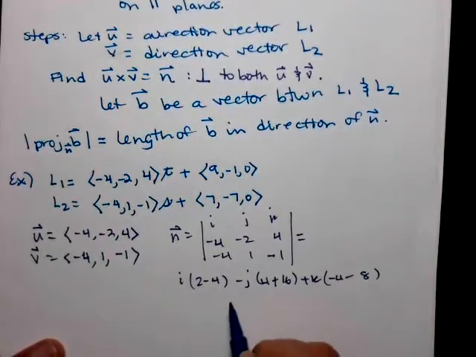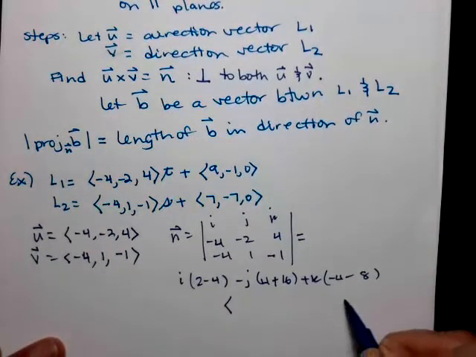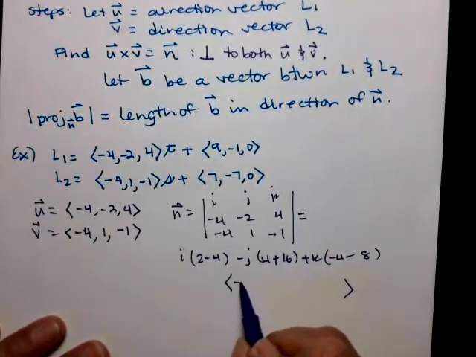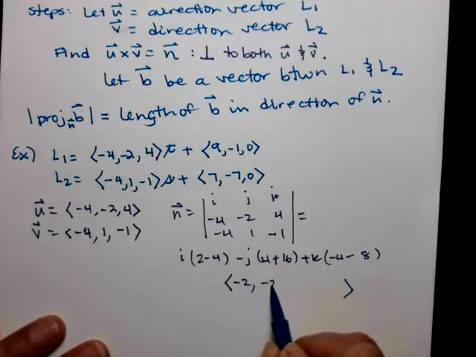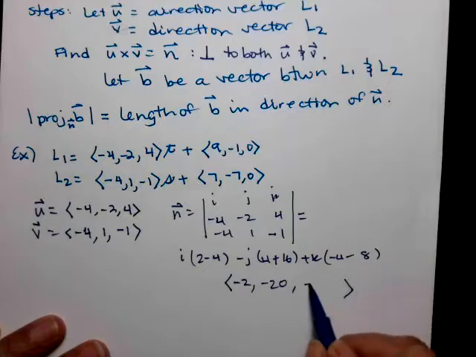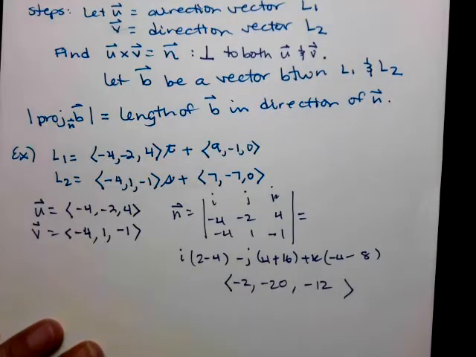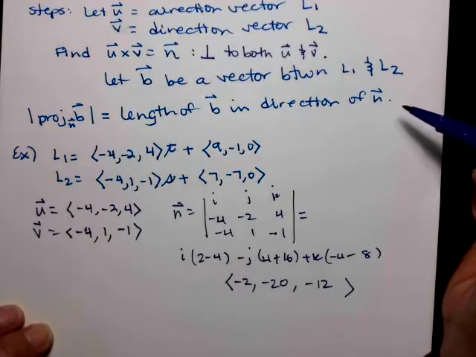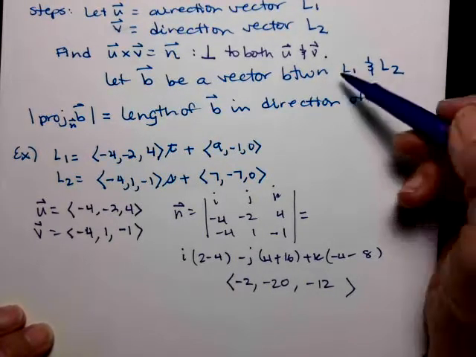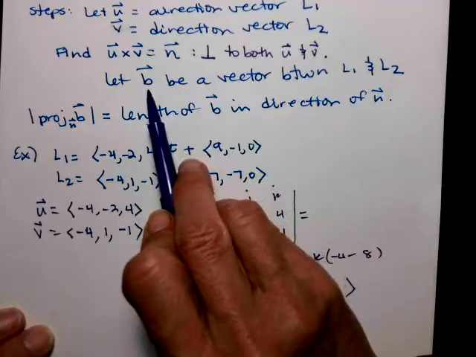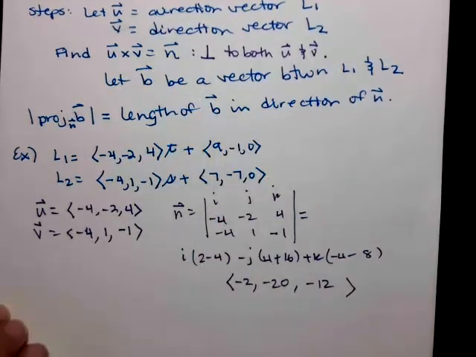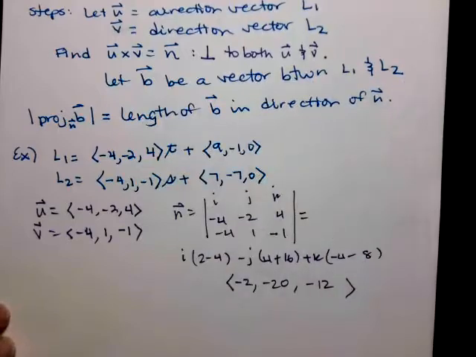Okay, so I'm going to go ahead and take it back to my other vector notation here. So I'm going to have -2 in the i, -20 in the j, and -12 in the k. Okay, so I have my n. Now I need to come up with this random vector, b, that's between any point on L1 to any other point on L2.